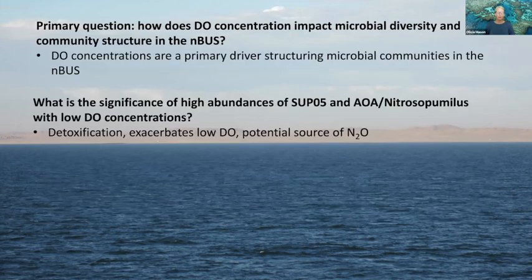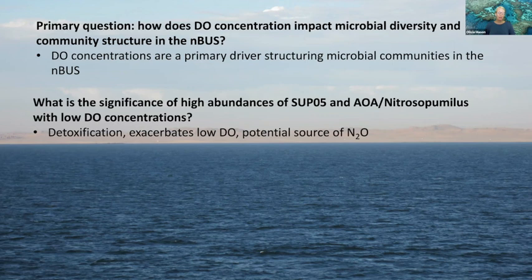So, did we answer our primary question? How does dissolved oxygen concentration impact microbial diversity and community structure in the NBUS? I hope I've convinced you that DO concentrations are one of the primary drivers that structures microbial communities and diversity in the NBUS. So why is it significant that we have high abundances of this type of bacteria, SUP05, and this type of archaea, these ammonia oxidizing archaea, when DO concentrations are low? Well, we know that SUP05 can detoxify the water column, but SUP05 can operate as an aerobe, and Nitrosopumilus is an aerobe.